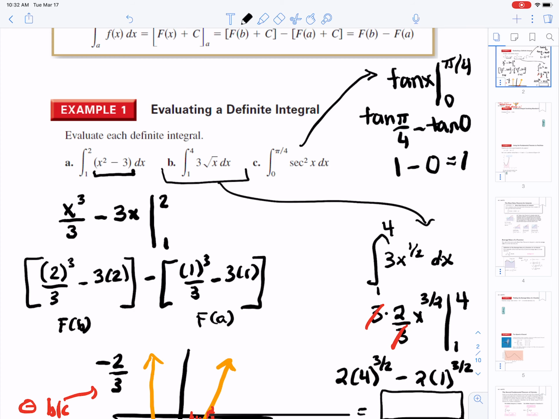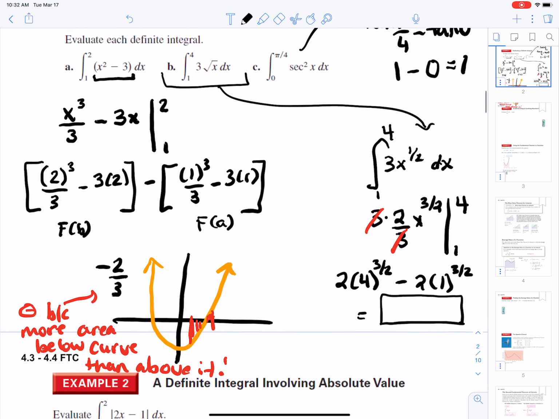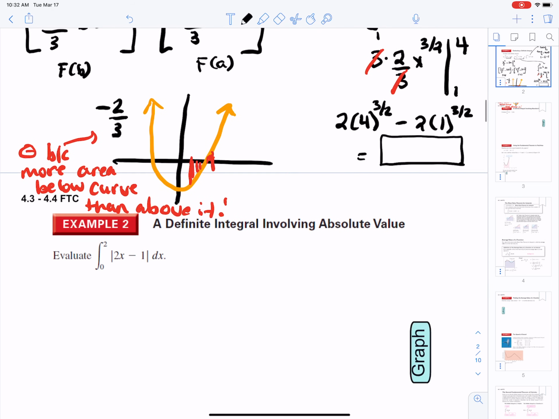Okay, so this is the first time I've actually shown you guys how to actually do the definite integral without approximating or doing simple shapes.